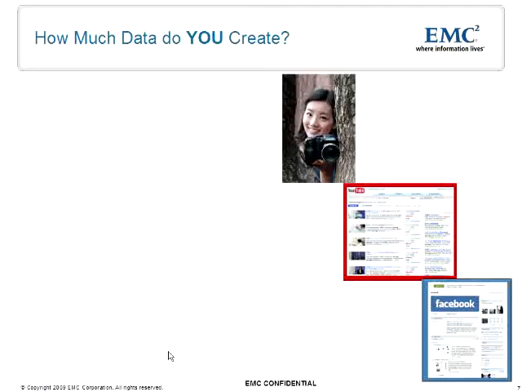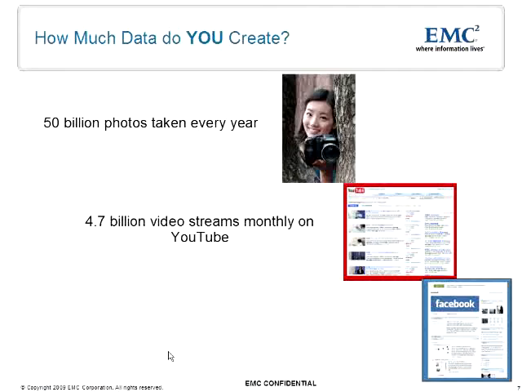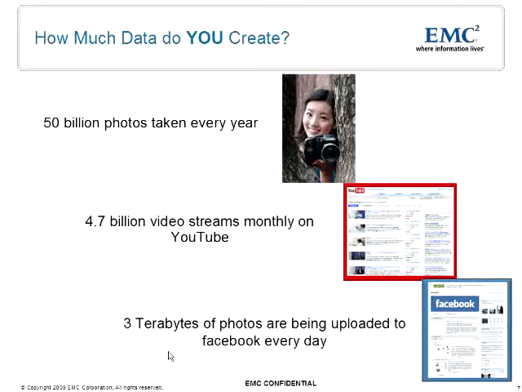So how much data do you create? How many photos do you think are taken every year? Millions, billions? All three of these things are how many photos every year, how many video streams monthly on YouTube, how many pictures to Facebook every day? So 50 billion photos taken every year. 4.7 billion video streams monthly on YouTube, and 3 terabytes of photos are being uploaded to Facebook every day.